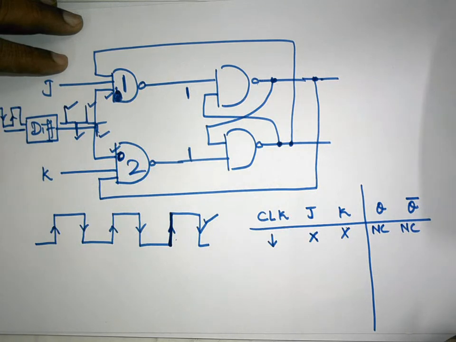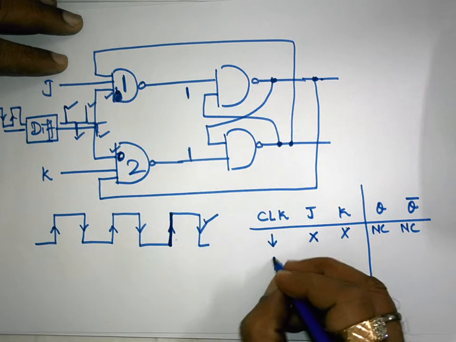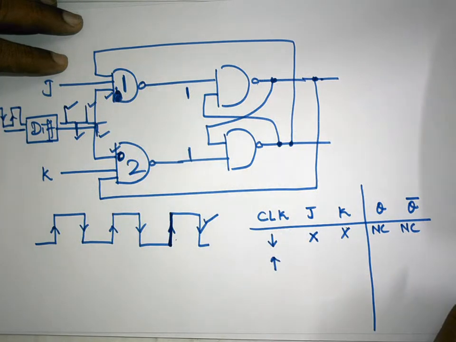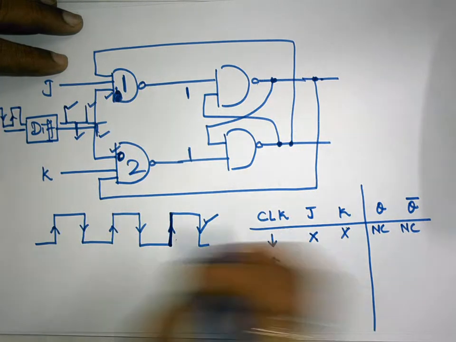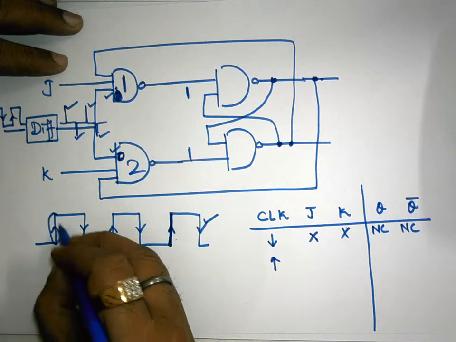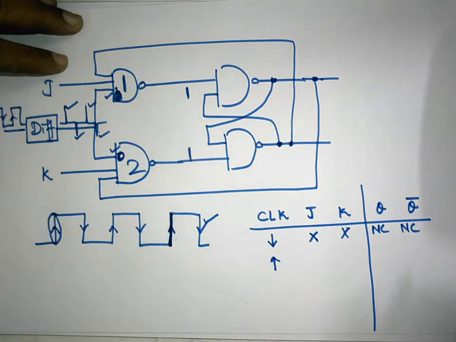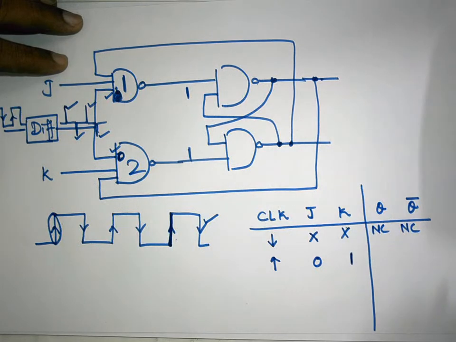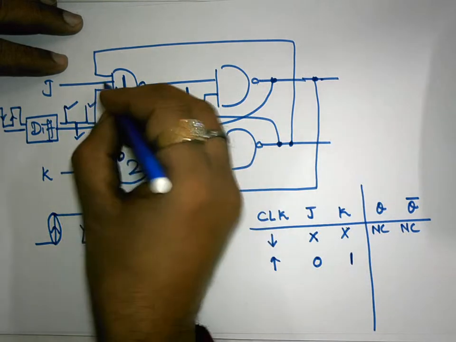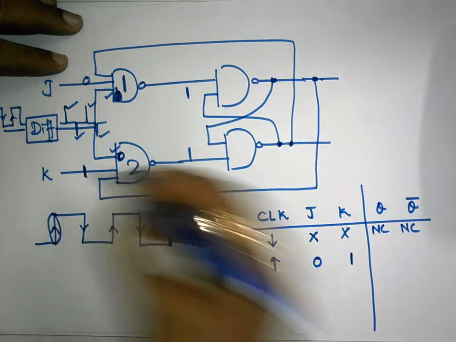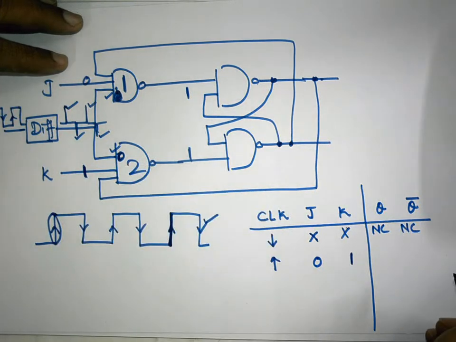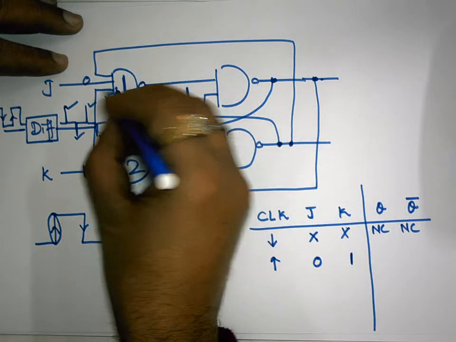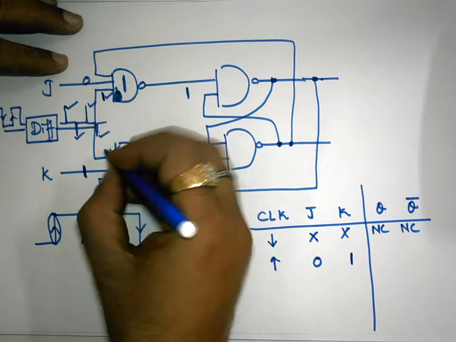Now if the clock is a rising edge, this means this instant of clock has been applied, and what occurs at the input? 0 1. So 0 is here, 1 is here, getting my point, and 1 is going at the clock input.